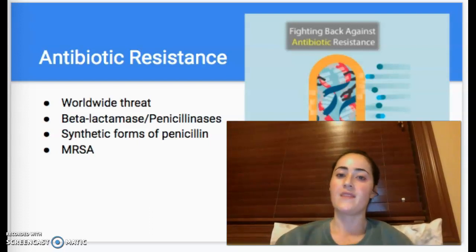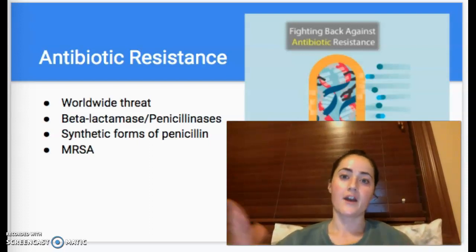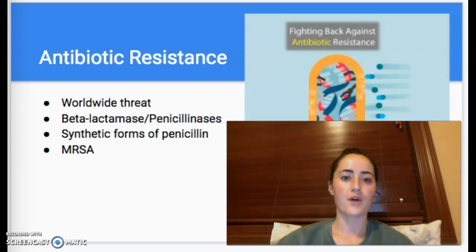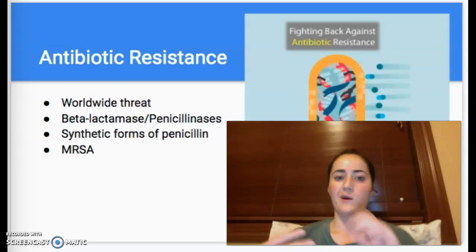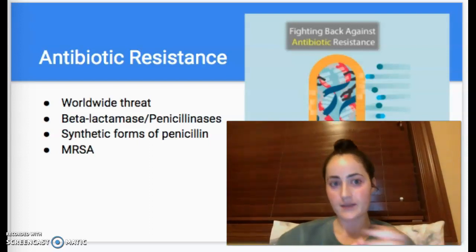And so that's something that's definitely being more monitored nowadays, just really making sure that you're not overprescribing antibiotics, because bacteria are able to develop resistance fairly quickly. And so, like I said before, there are a number of ways that bacteria can develop resistance to antibiotics.